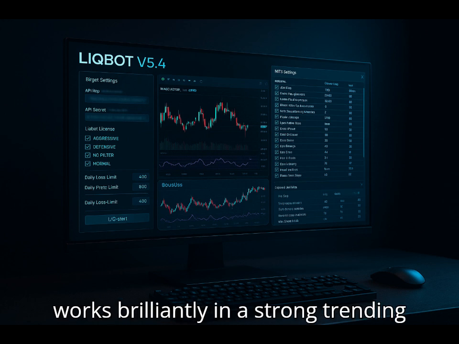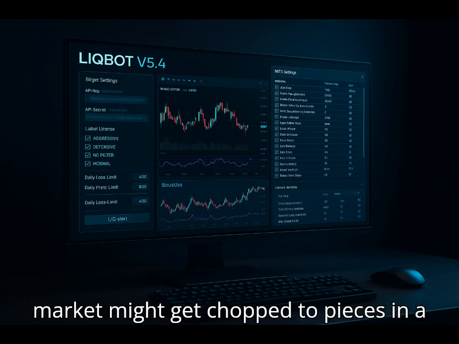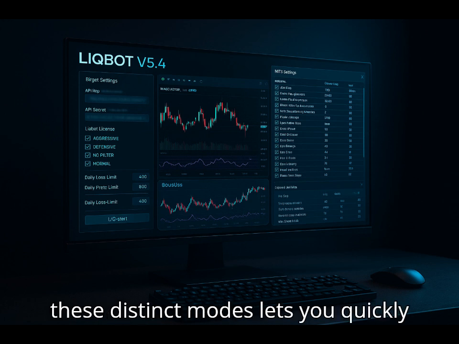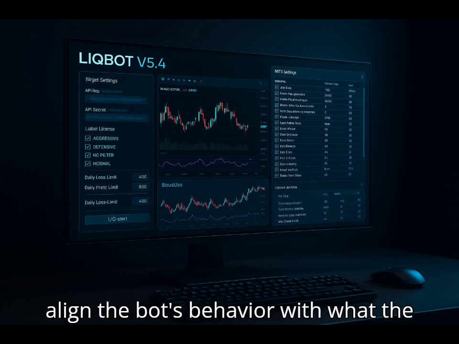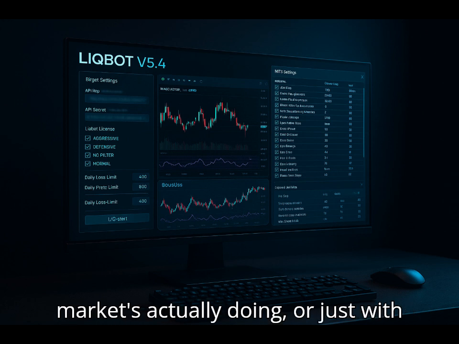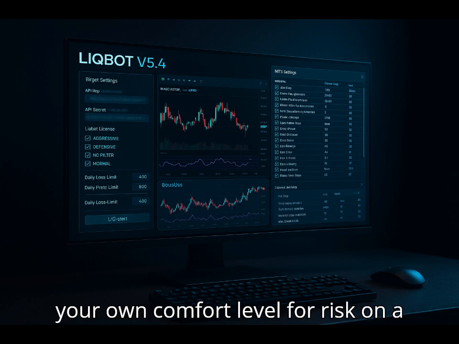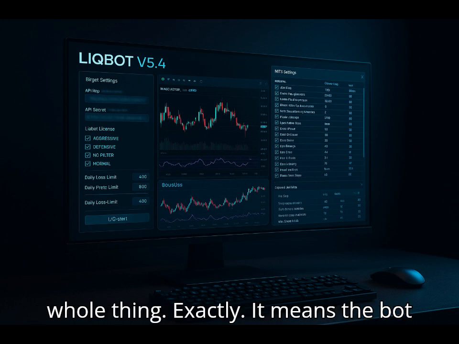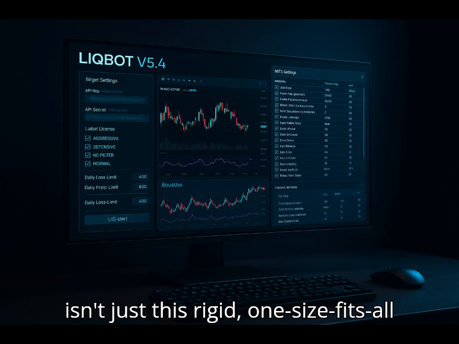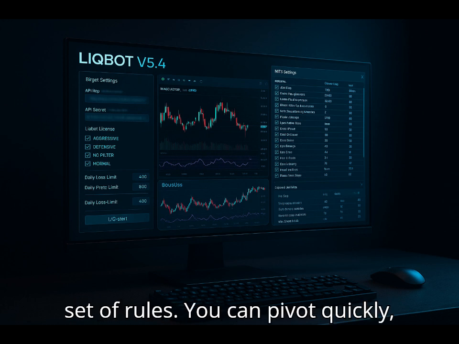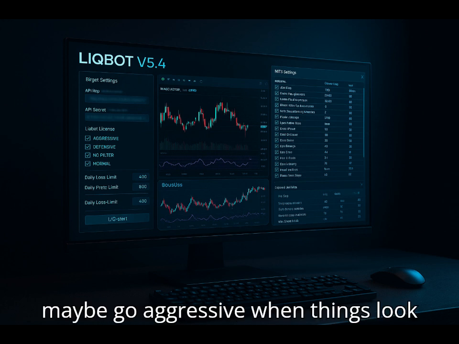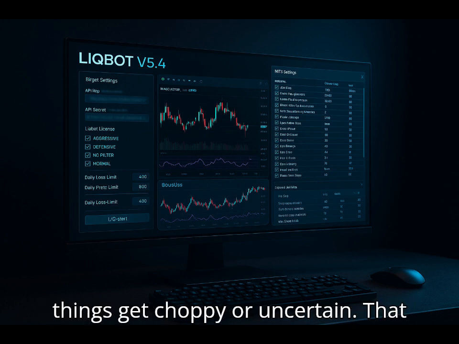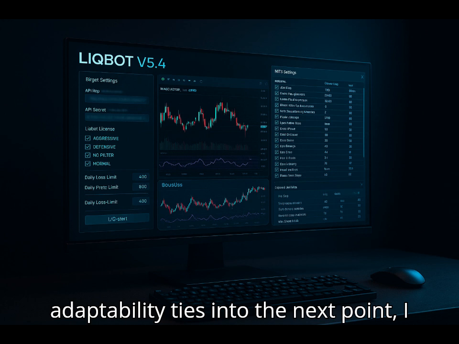What works brilliantly in a strong trending market might get chopped to pieces in a sideways, volatile market. So having these distinct modes lets you quickly align the bot's behavior with what the market's actually doing, or just with your own comfort level for risk on a given day. Without needing to recode the whole thing. Exactly. It means the bot isn't just this rigid, one-size-fits-all set of rules. You can pivot quickly, maybe go aggressive when things look good, then dial it back to defensive if things get choppy or uncertain. That adaptability ties into the next point, I think.